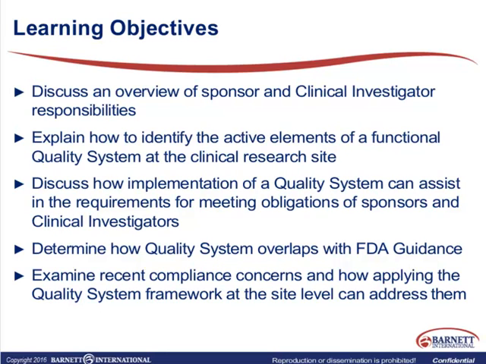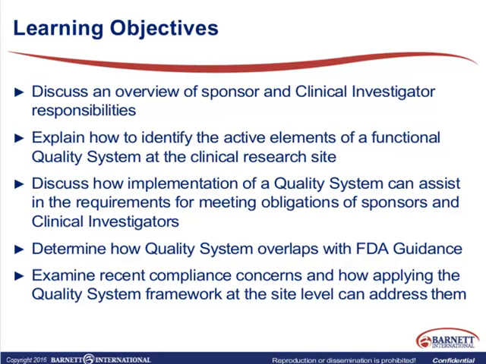We'll look at how we hope to identify the active elements of a functional quality system at the clinical research site. So the expectation, as we'll discuss, is doing this prospectively before we get into the midst of things. You guys are coming from a site perspective, so what expectations for development should you have in place? We'll look at implementation of a quality system and how it can assist in meeting our obligations from a regulatory perspective.